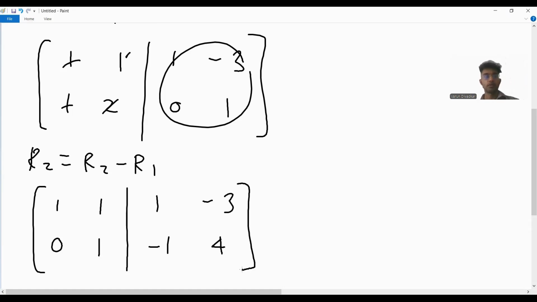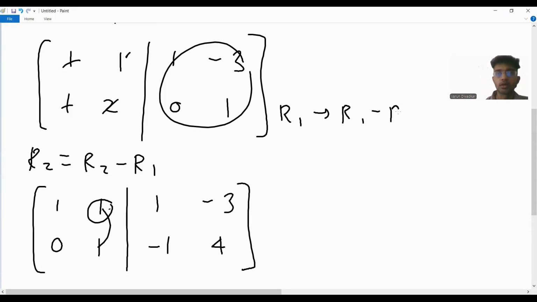Okay. So now the only thing that remains is you have to get a 0 at this point, which can be obtained by doing 1 minus 1. Okay, so you can do R1 equals R1 minus R2. So let's do that. R1 becomes R1 minus R2. So what do we get? So this 1 minus 0 remains 1, 1 minus 1 becomes 0, and then 0, 1.